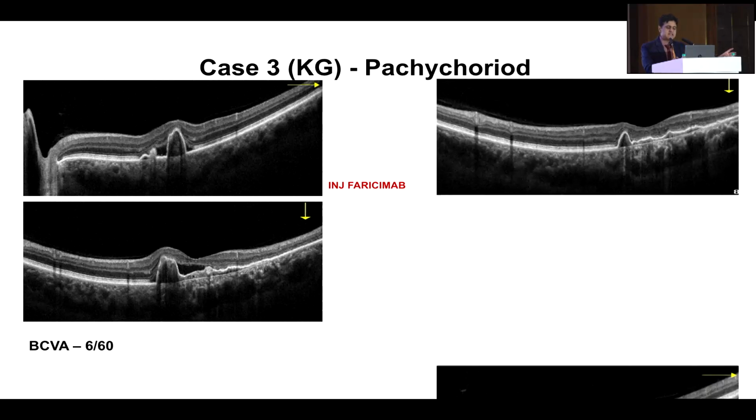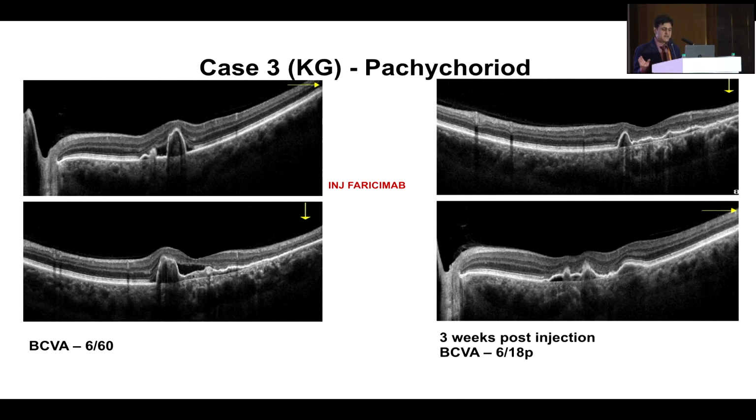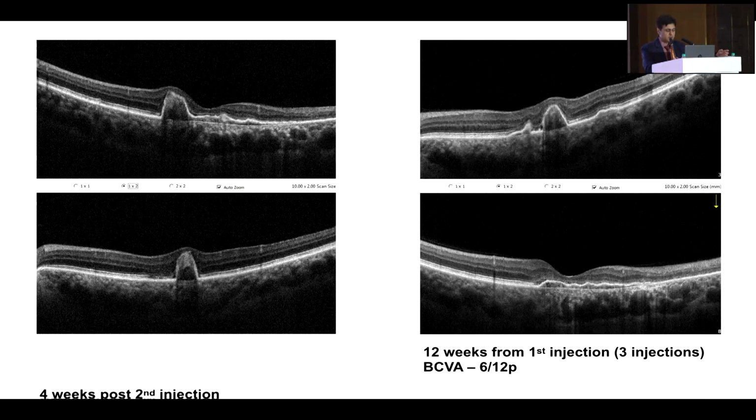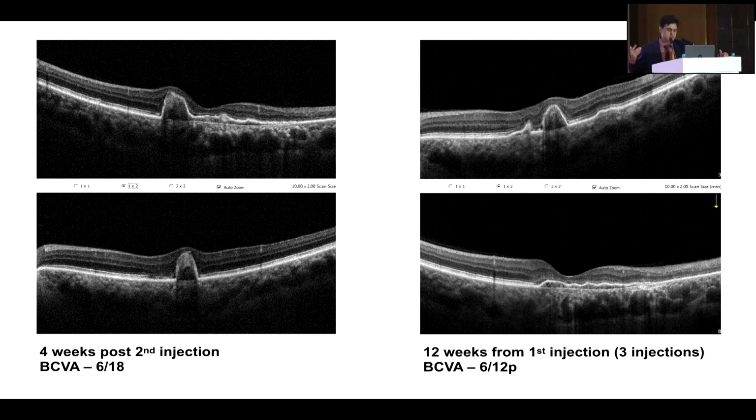And after a single injection of aflibercept or faricimab, there was complete drying, which is also observed with other anti-VEGF agents. But the good thing is that the PED height also reduced. In this patient, I decided to follow the normal protocol of giving a loading dose. So this is following the first loading dose and the second loading dose. And 1 month after the third loading dose, the patient is doing absolutely fine and has a dry macula.